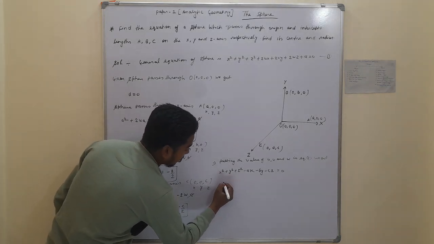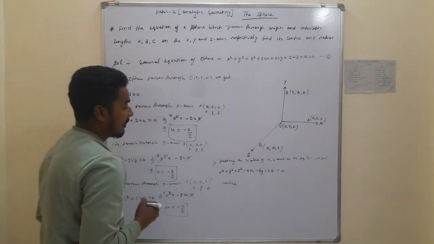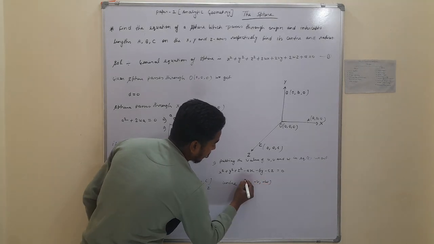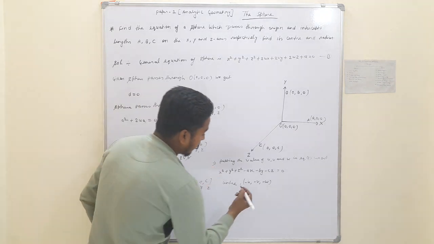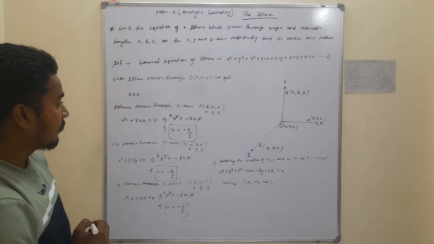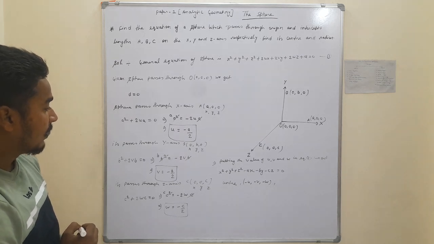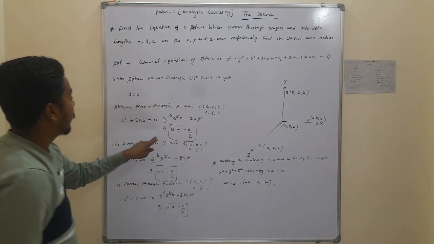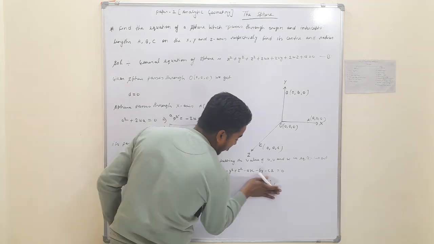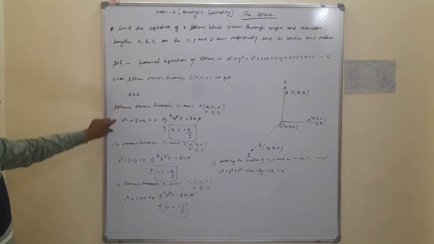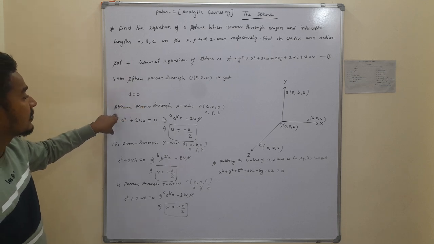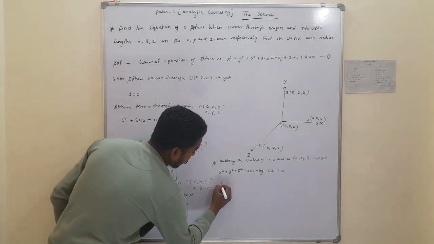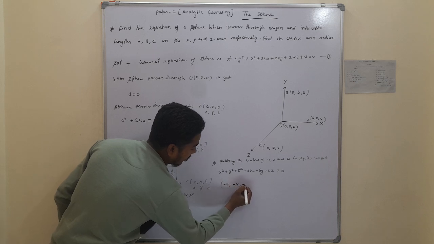First we have to find the center. The center is given by minus u, minus v, minus w. Comparing with the equation of the sphere which passes through the origin and the given coordinates, a on the x-axis, b on the y-axis and c on the z-axis, we have u, v, w.